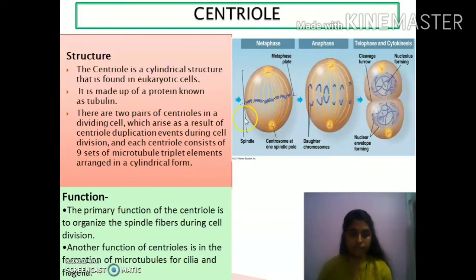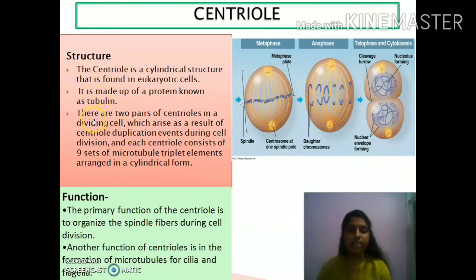So let us have a look at the structure. The centriole is a cylindrical structure found in the eukaryotic cells, mainly in the animal cells, and it is made up of a protein known as tubulin. We have already seen in the last slide that the centrioles are made up of microtubules, right? And we already know that microtubules in turn are made up of a protein termed tubulin. So that means the centrioles are made up of a protein termed tubulin.